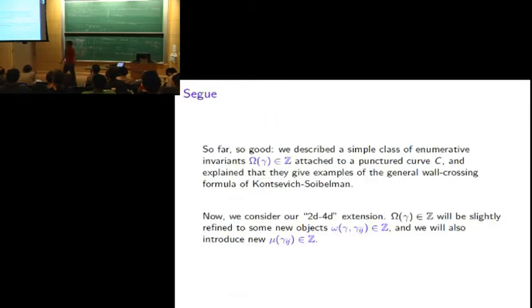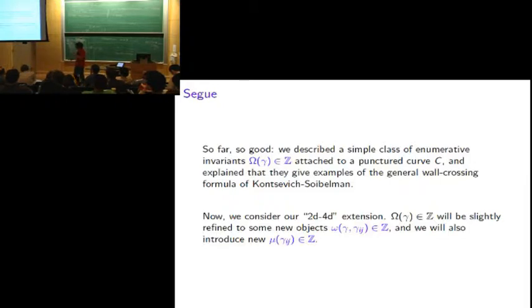OK, so far, so good. So I described a sort of simple class of enumerative invariants attached to a punctured curve. And I didn't tell you the proof, but I told you that they give examples of the Kontsevich-Soibelman WallCrossing formula. OK, so now I want to make our extension, the so-called 2D4D version of the invariants.